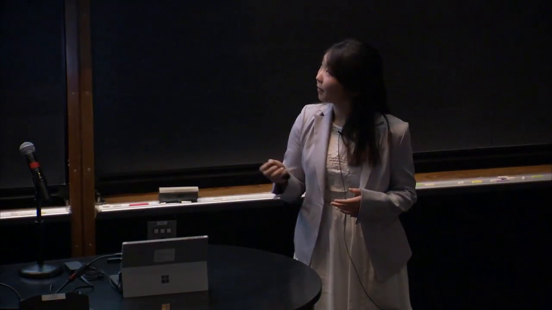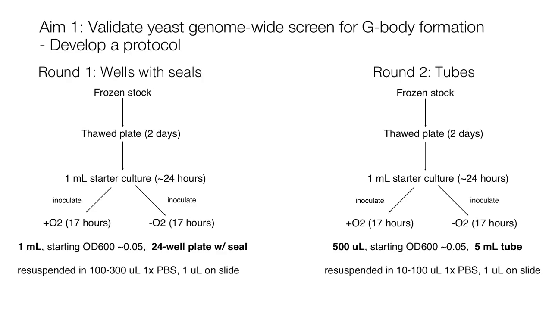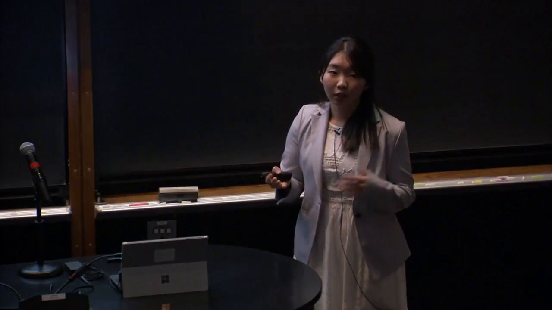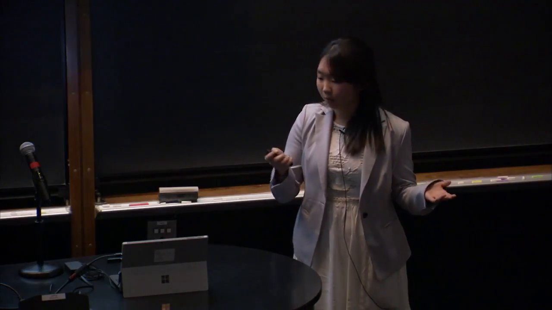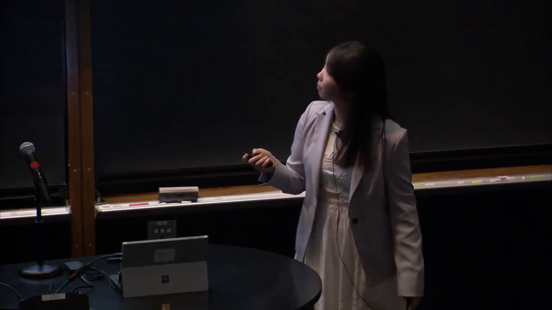For the first aim, which was to validate the screen, I first needed to develop a working protocol, and this ended up taking quite a bit longer than I expected. This is my general experimental flow through. I start with a frozen stock of the yeast deletion strain, which I then streak out onto a plate. And then I grow the plate for 2 days. Then I pick a colony, I make a starter culture, and then I inoculate it into hypoxic and normoxic conditions. And then the next day, I image to see how G-body formation is affected.